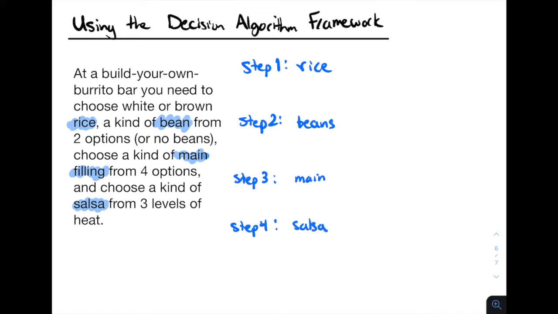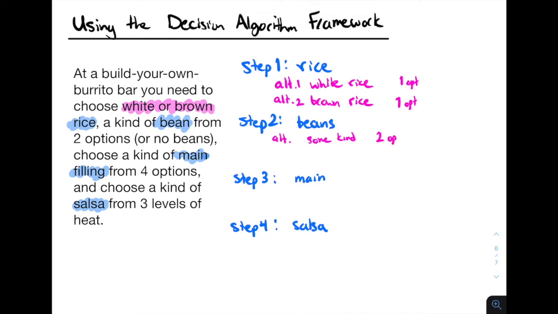In the context of rice, we see that there are white or brown rice to choose from. So our first alternative is white rice, and our second alternative is brown rice. Here the amount of options for this alternative 1 and alternative 2 is each just one option. For beans, our first alternative is to choose some kind of bean, and we're told that there are 2 kinds to choose from. Or we could choose no bean. This counts as a third option.